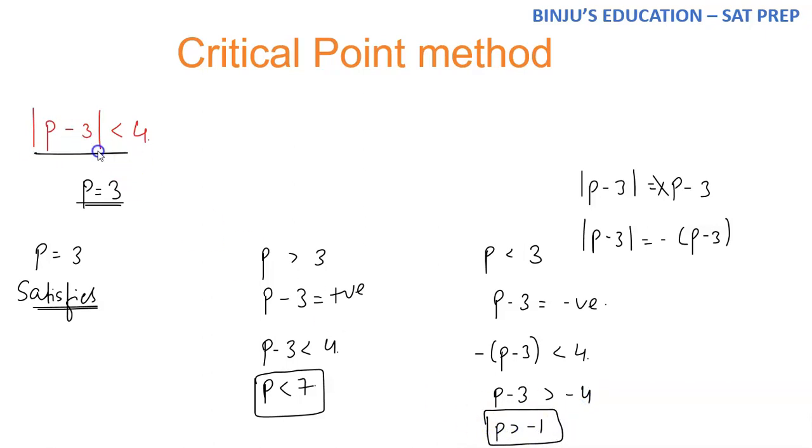Now you can try solving this question using the distance concept. Draw a line, put 3. First of all, look for two numbers which are at a distance of 4. One is 7, one is minus 1. Are you looking for a distance of 4? No, you're looking for a distance less than 4. You'll stick to the right of minus 1, you'll stick to the left of 7. So the value of p is either less than 7 or greater than minus 1. Alright, these are the two answers.